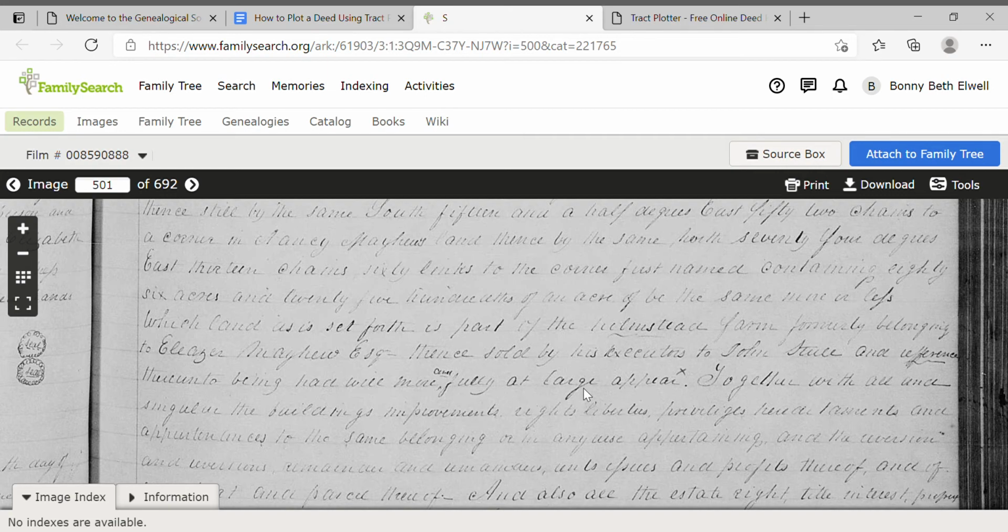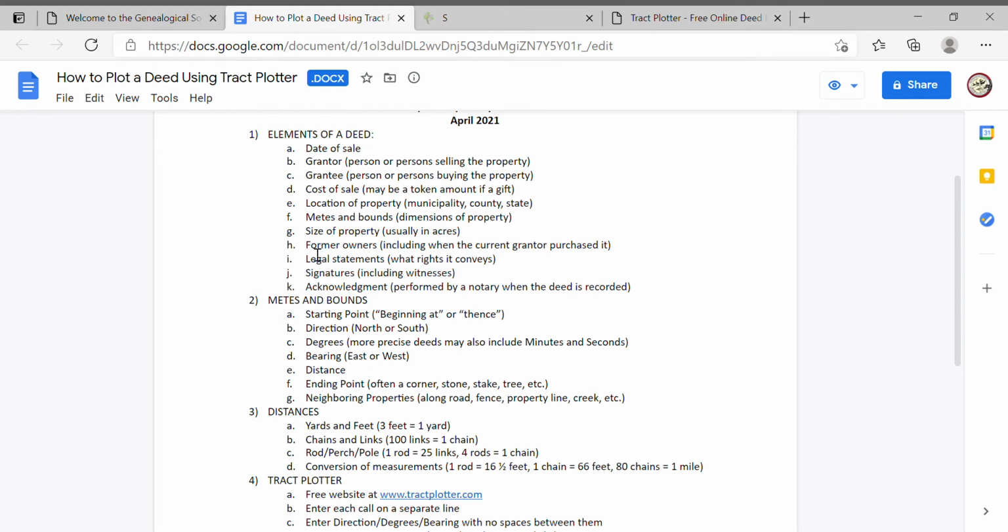In other words, that's telling us that if we want more information about the property, we can look for Eliezer Mayhew, look for his executors, and look for John Stoll, all of whom owned the property earlier. Oftentimes, this will even give you the book and page that the previous deed is located in, so you can find it fairly quickly. Okay, so that's the history of the property, the former owners.